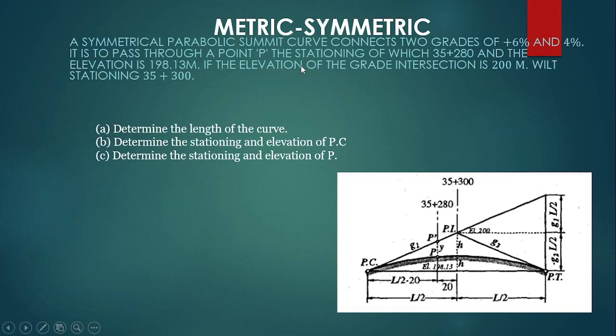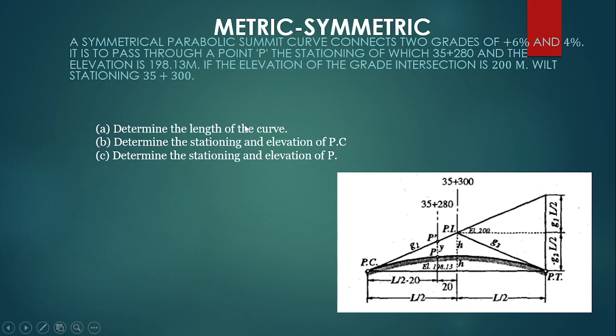A symmetrical parabolic summit curve connects two grades of 6 degrees. Hanapin natin yung 6 degrees dito. Ay, grades pala to. And 4 degrees. It is passed through a point P in the stationing, which is 35 plus 280, and the elevation is 198.13. If the elevation of the grade intersection is 200 meters, with what station is I, so I mean stationing is 35 plus 300.